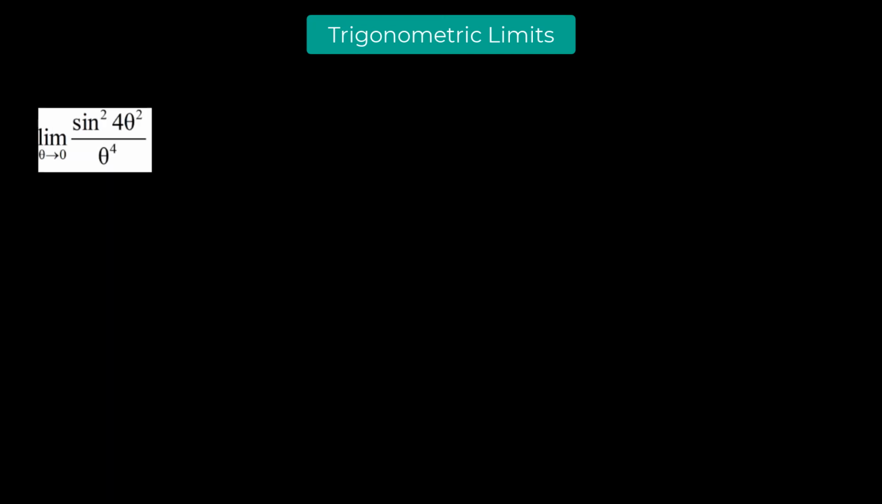So we have to determine the limiting value of the function given by sine squared 4 theta squared divided by theta raised to the power of 4. So let us rewrite the given function. So we have limit theta going to 0. So sine squared 4 theta squared can be rewritten as sine of 4 theta squared whole squared.